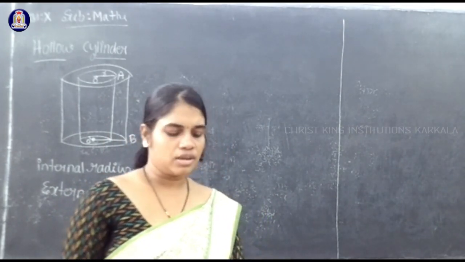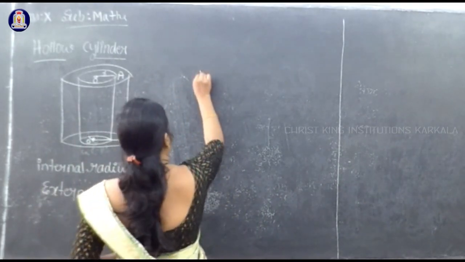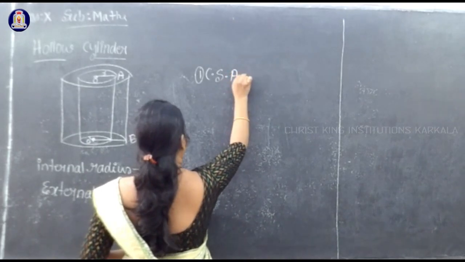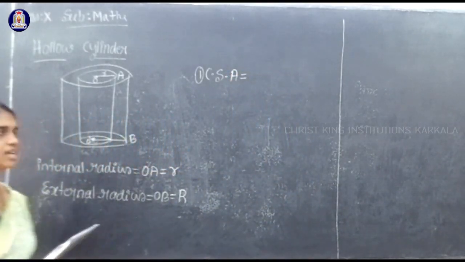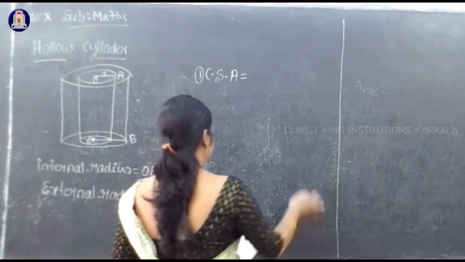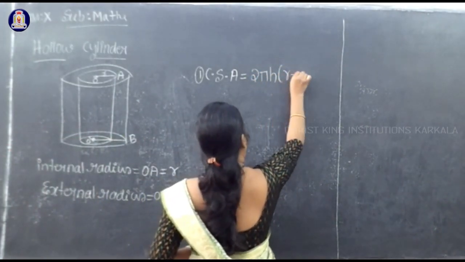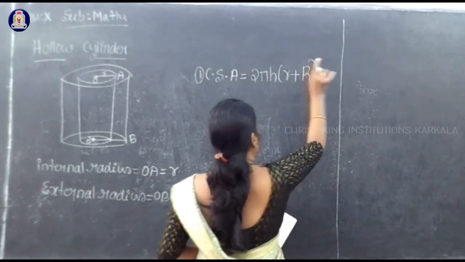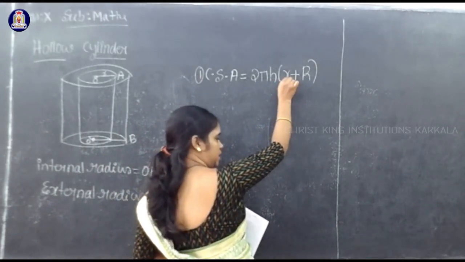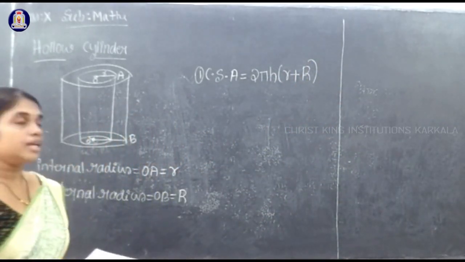So then what is the formula? I'll write down the formula for CSA, TSA and volume. First we will see the CSA. What is the CSA of this hollow cylinder? Its CSA is given by 2 pi h into (r plus R). Here small letter r means internal radius plus capital letter R means external radius.